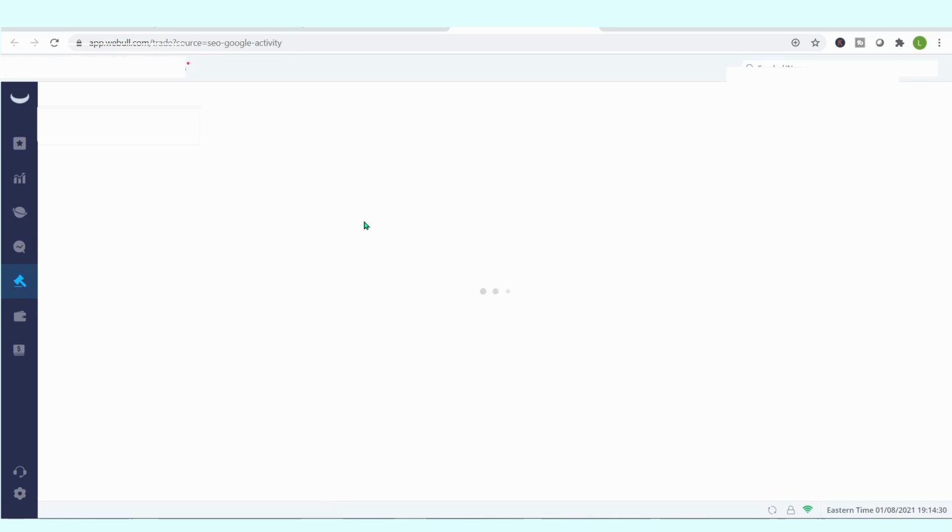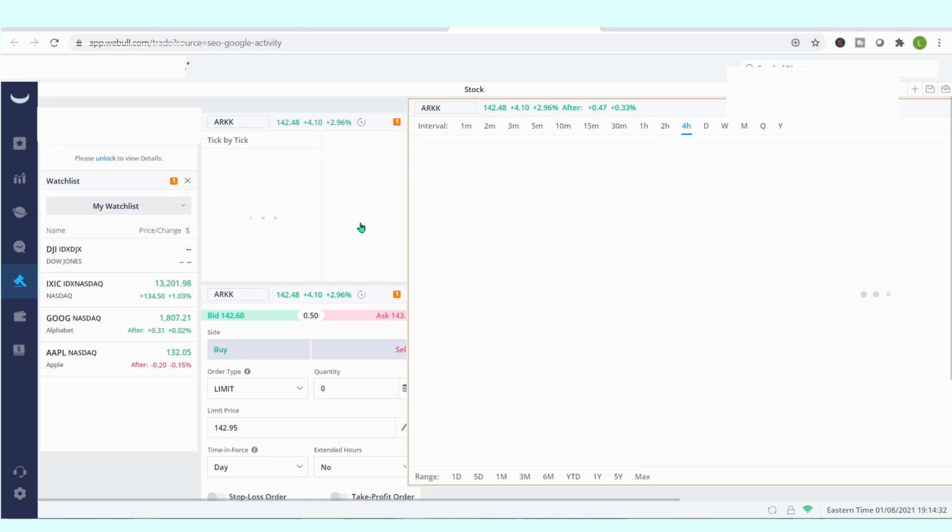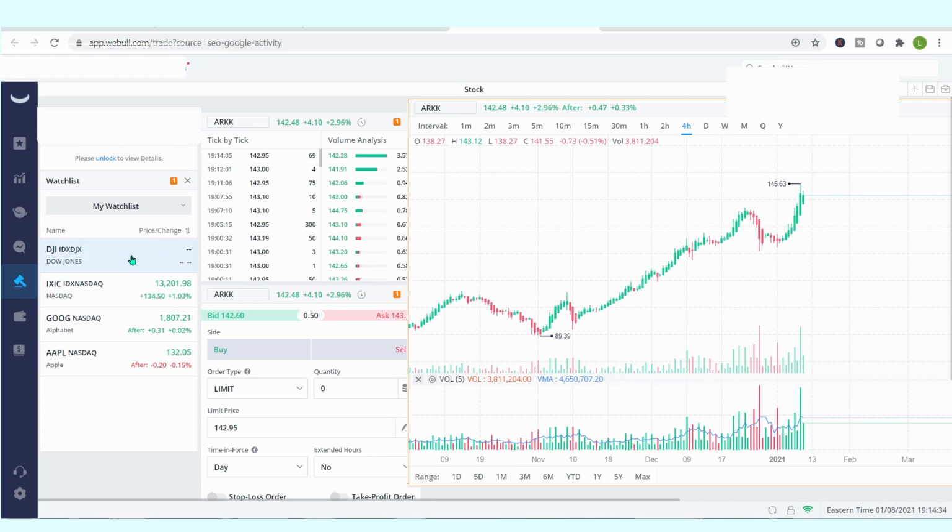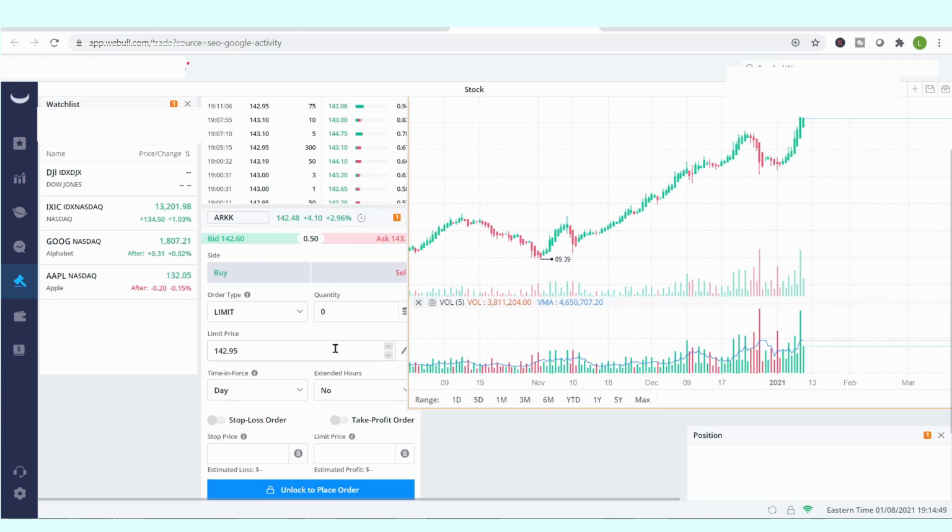You can see here on the screen, you can enter in a watch list. You can change this if you want to. You can also see different types of stocks. You can see tick by tick what the volume analysis is and how many shares are changing hands. Here you can see the bid and ask. The bid is the highest price someone's willing to pay at that time, and the ask is the lowest price that they're asking at that point in time. You can move things like this around.